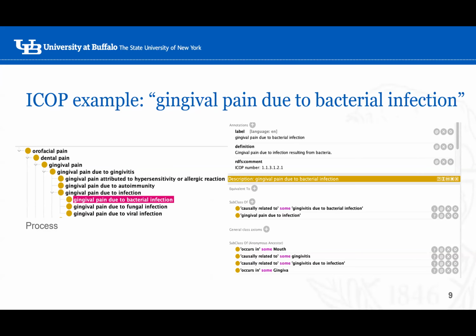Just walking through an example that I made here, we have gingival pain due to bacterial infection. This is a term that came directly from ICOP, and we put it as a process, and it is a child term of gingival pain due to infection. We causally related this back to gingivitis due to bacterial infection because it's not necessarily the bacterial infection that's causing the gingival pain, it's the gingivitis that's causing the inflammation that's causing the pain within the gingival tissue.